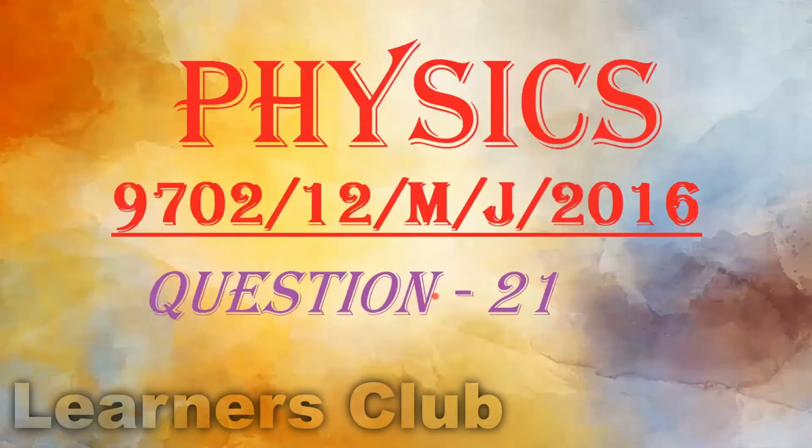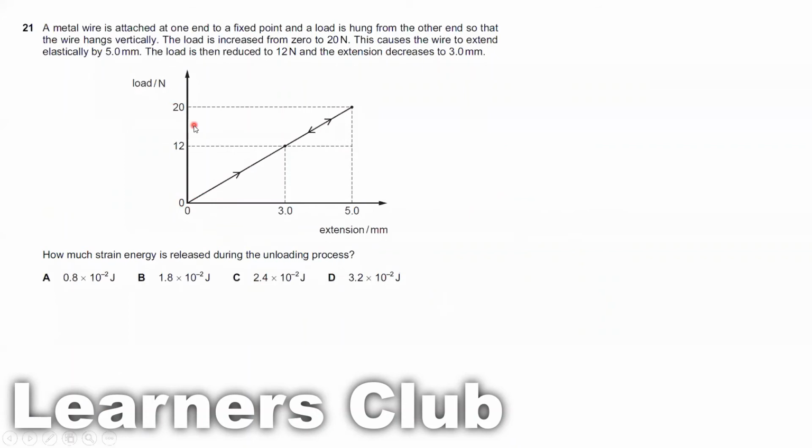Question 21. A metal wire is attached at one end to a fixed point and a load is hung from the other end, so the wire hangs vertically. The load is increased from 0 to 20 Newton. This causes the wire to extend elastically by 5 centimeters. So when you update the load to 20 Newton, there is an extension of 5 centimeters.